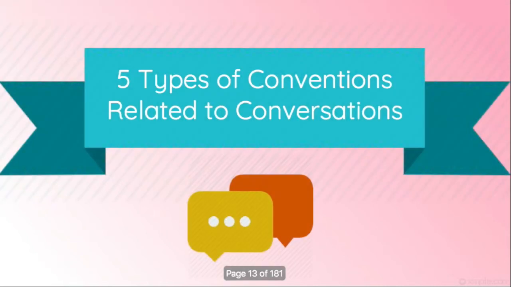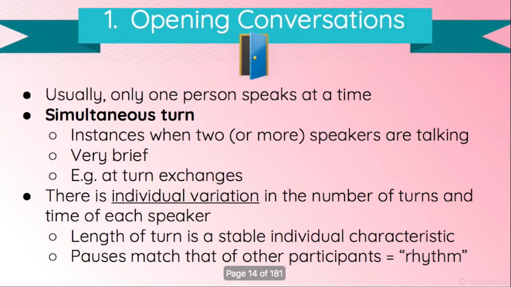Okay, let's move on. Now let's talk about the five types of conventions related to conversations. First, let's talk about opening conversations. I think this is pretty obvious: usually only one person speaks at a time, or else you wouldn't really understand each other. So we have something that we call simultaneous turn. However, even though usually only one person speaks at a time, there are times when we do overlap, that two or more speakers do overlap when carrying out conversations. However, these are very brief and do not characterize conversations as much. These usually happen at turn exchanges.